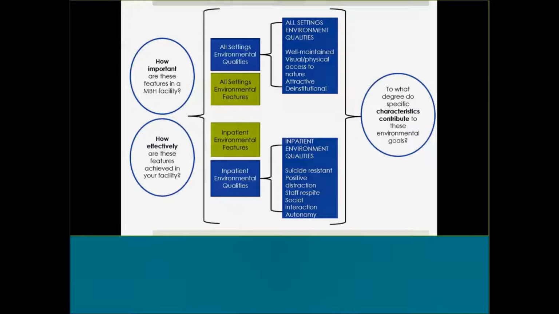The third column, the long rectangles, lists qualities. So you see they're mostly overall things, like positive distraction and providing relaxation, rather than specific physical features that will be in the environment.